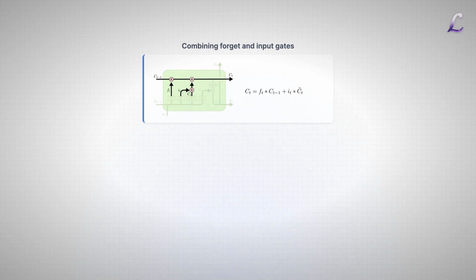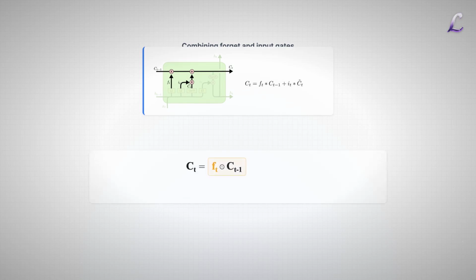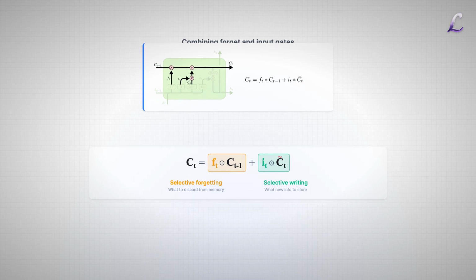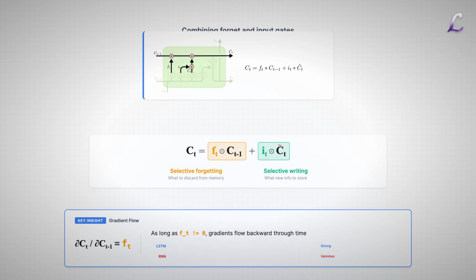Let's unpack this. The first term, F_t times C_{t-1}, is the selective forgetting. Wherever the forget gate is near 0, the old cell state gets zeroed out. Wherever it's near 1, it's preserved. The second term, I_t times C̃_t, is the selective writing. New candidate values are written only where the input gate allows. And notice, this is a purely additive update on the dimensions that are retained: F_t times C_{t-1} plus the new information.